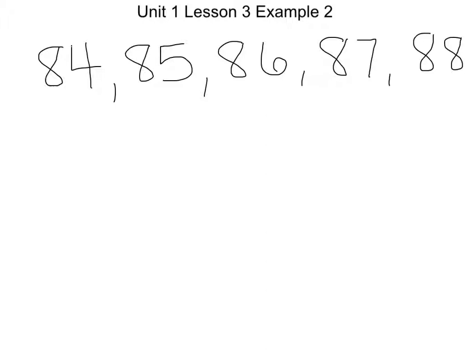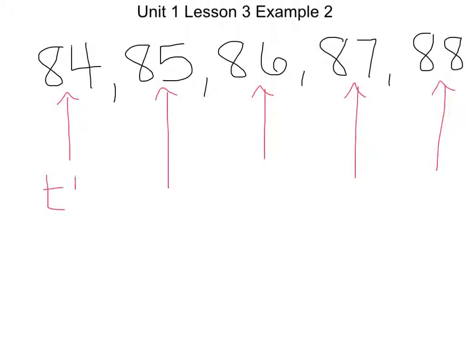So first of all, I would tell students to go ahead and label each of these terms with the term number. So 84 is the first term or first number that we see in this pattern, so we're going to call it term 1. 85 is the second term, so it's term 2 or T2. 86 is the third term, so it's T3. 87 ends up being our fourth term, so it's T4, and then 88 is our fifth term, so T5.